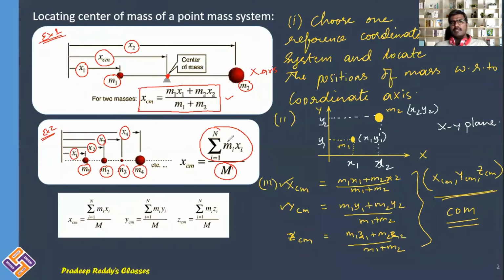If the masses are extended in 3 dimensions along x, y and z, in such cases you will calculate XCM separately, YCM separately, ZCM separately. Finally, you will write the position coordinate of the center of mass in that particular 3-dimensional coordinate system.